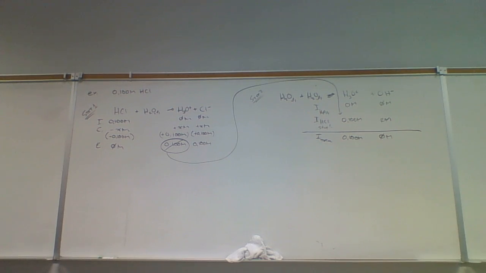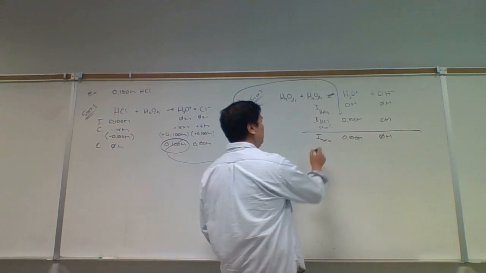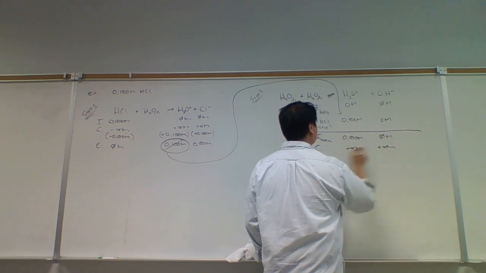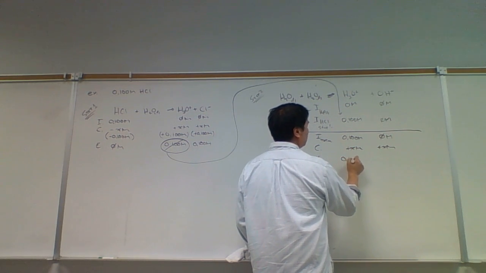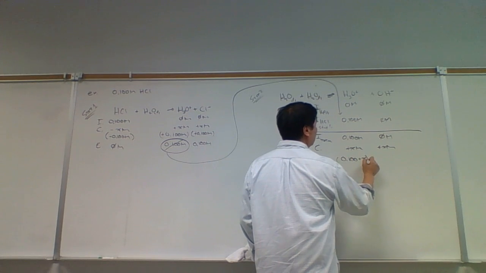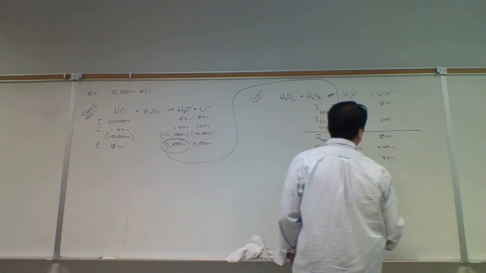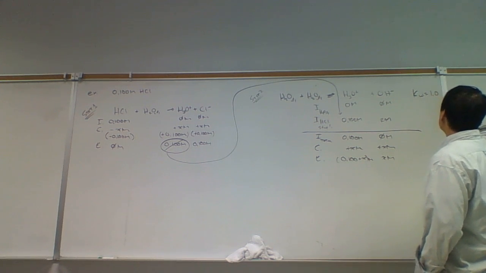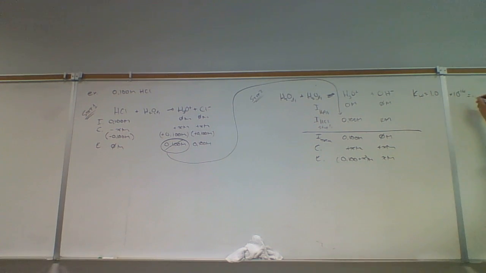So this is the same setup as we had last time. The change is going to be plus X molar, plus X molar. So we can solve this pretty quickly again. This is going to be 0.100 plus X molar and then X molar. We know that Kw is equal to 1.0 times 10 to the minus 14, which is going to equal 0.100 plus X times X.